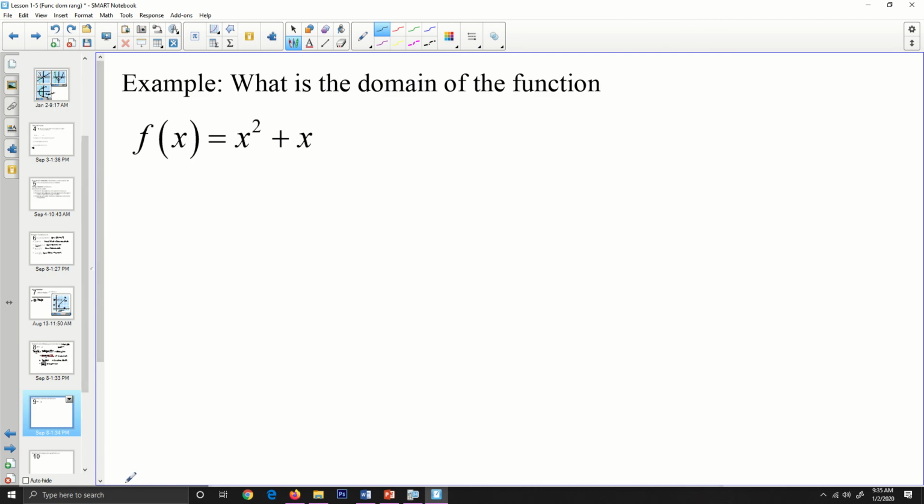Okay, what is the domain of this function? Well, the domain of this function is, if we look at it, x squared plus x. We start with all real numbers, and there are no divisions by a variable. There's no even roots. There's no logarithms. So the domain of this thing is all real numbers.